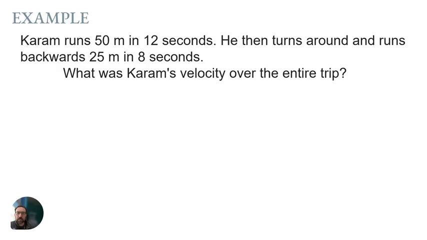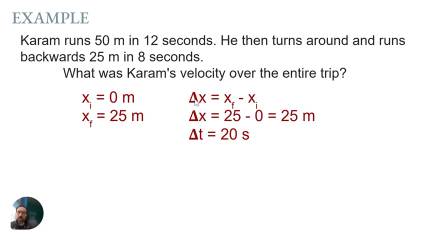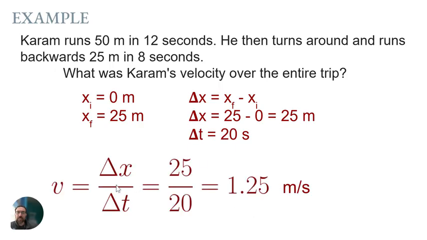The first thing is to realize that if Karam ran forward 50 meters, then backwards 25, his displacement is going to be 25 meters, starting at position 0, ending at position 25. So we can calculate delta x, and we know that the total time is the 12 seconds plus the 8 seconds, so 20 seconds. Now that we have delta x and delta t, we can calculate velocity, delta x divided by delta t, or 25 divided by 20, and that gives us 1.25.